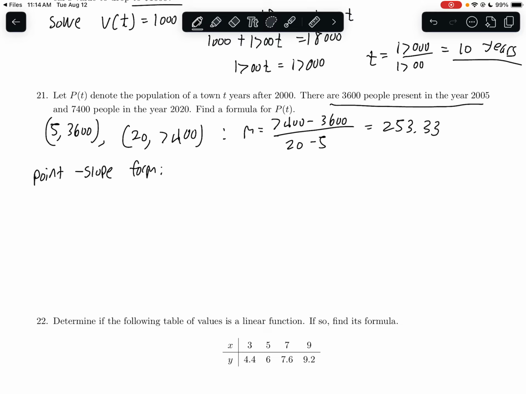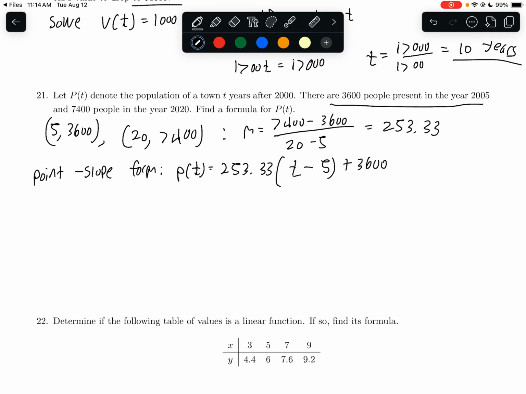So there's two choices here. If you did that, P of t equals 253.33 times (t minus the t coordinate, the x coordinate). And you can pick either point. In the solutions we did 5, but you could do the other one. It doesn't matter.